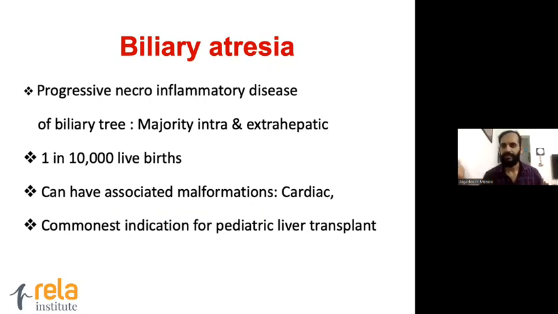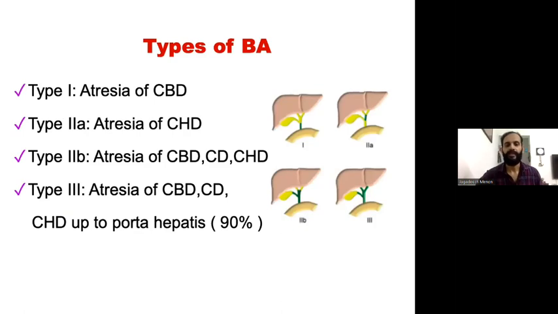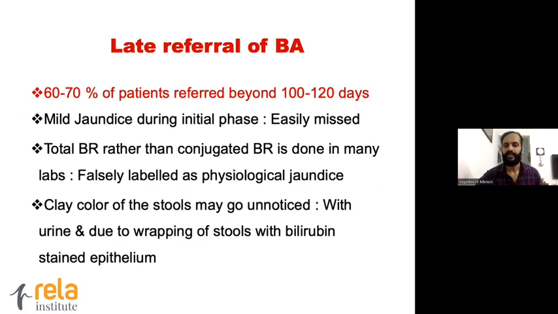The frequency varies globally. Approximately in South Asia, the incidence is somewhere 1 in 10,000 to 1 in 20,000. They can have associated malformations, including cardiac and splenic malformation, and it is the commonest indication for liver transplantation in children. The commonest type I've already mentioned is type 3 biliary atresia.